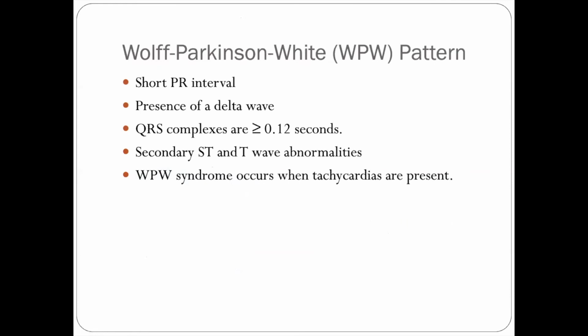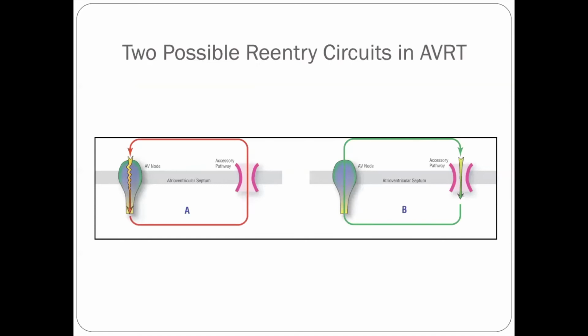Wolff-Parkinson-White pattern is one version of this accessory bypass track. The things that we note in it is it's got a seemingly short PR interval, the presence of that delta wave, and this is only seen in slower rhythms. The QRS complexes are greater than 0.12 seconds because of that delta wave. We often will have ST and T wave changes or abnormalities, and then Wolff-Parkinson-White syndrome starts to occur, which is when we get into the tachycardias, which you'll learn when we start talking about some of the cardiac stuff as we go through the rest of the paramedic course.